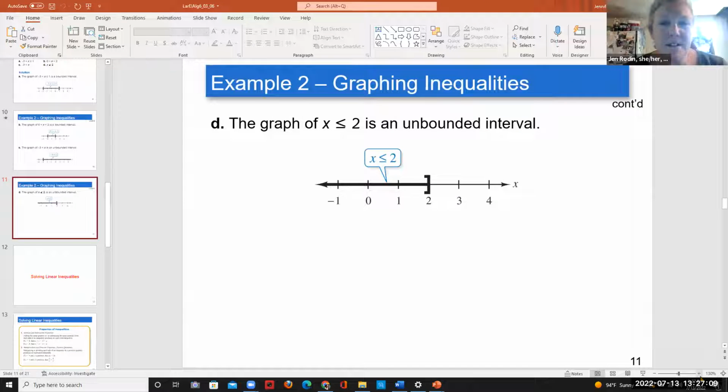There, so here's x is less than or equal to 2. It's called unbounded because it just keeps going to the left forever. So it goes on and on and on. It's not locked up on both sides.